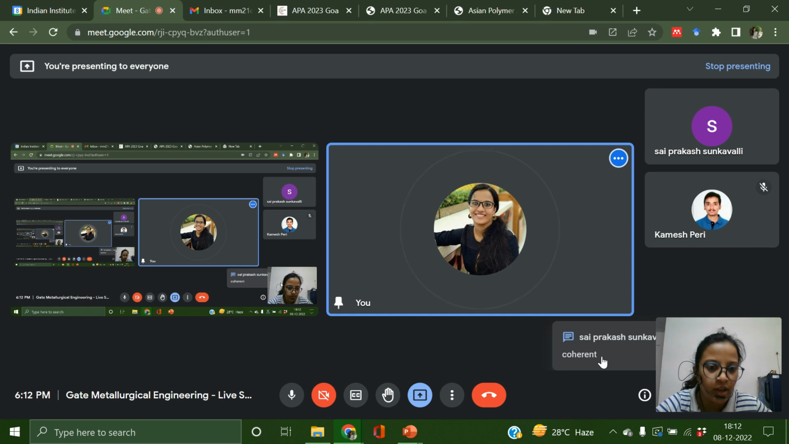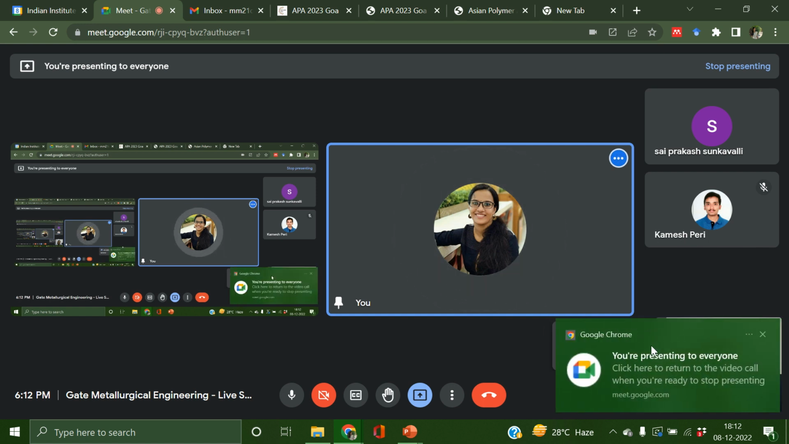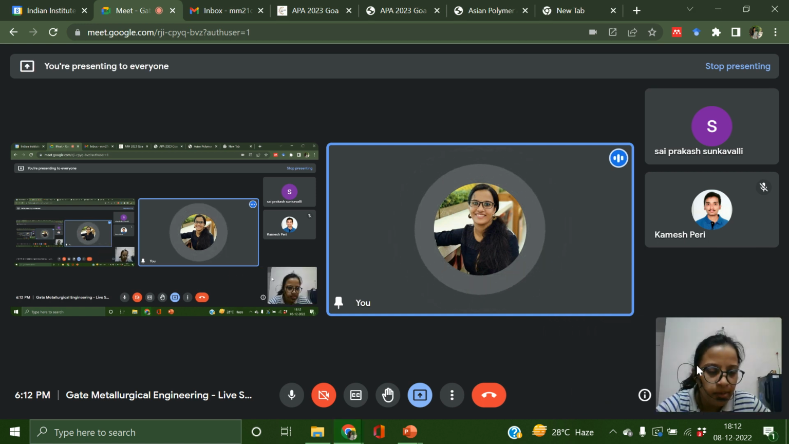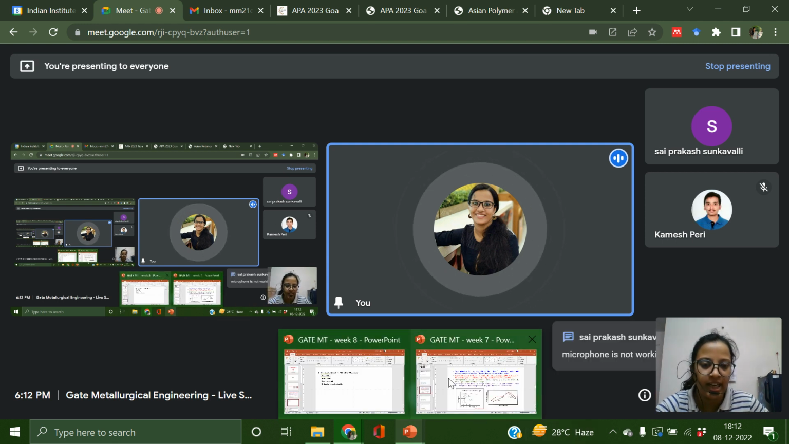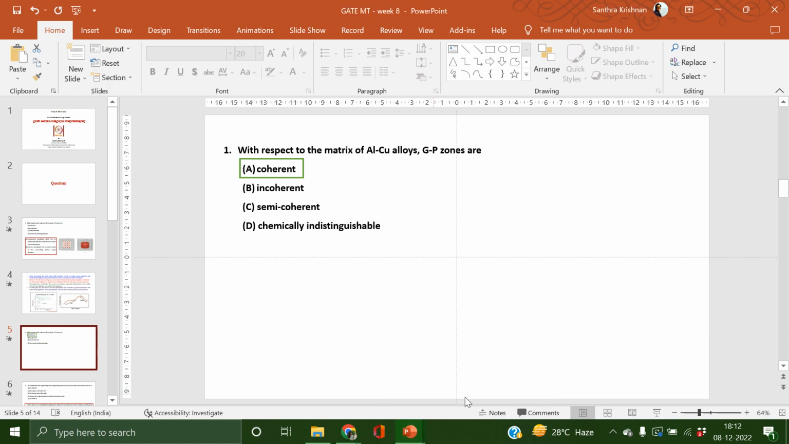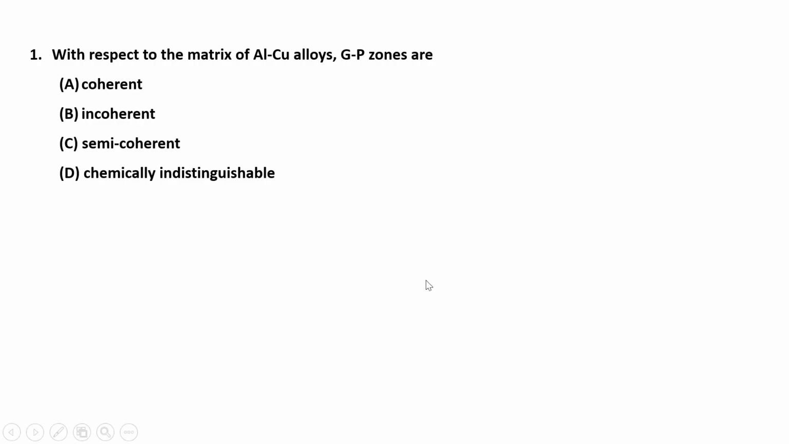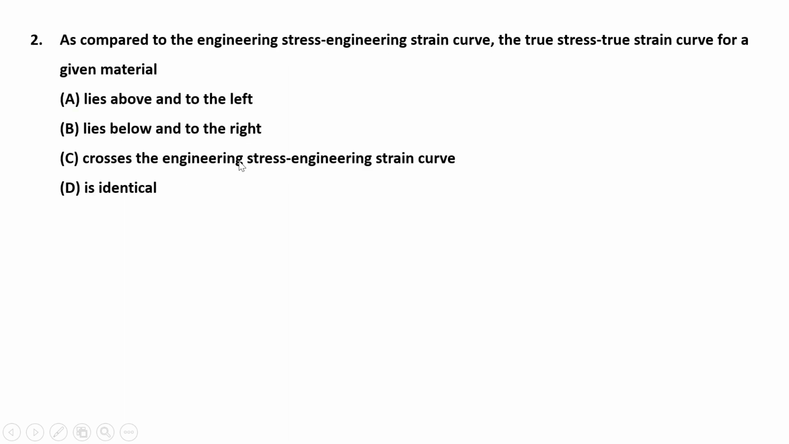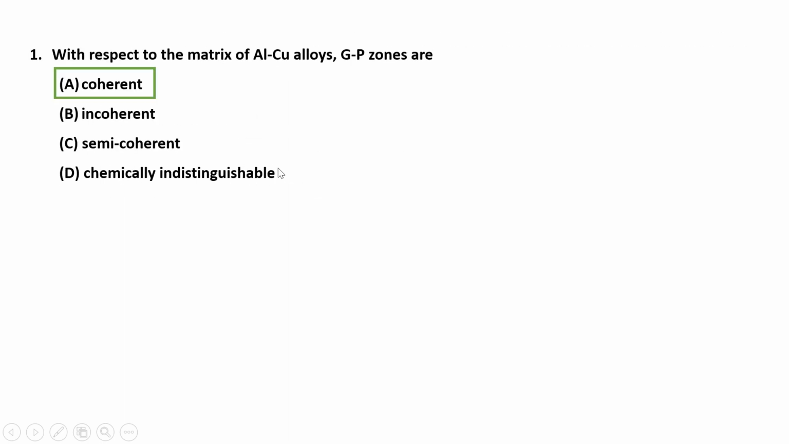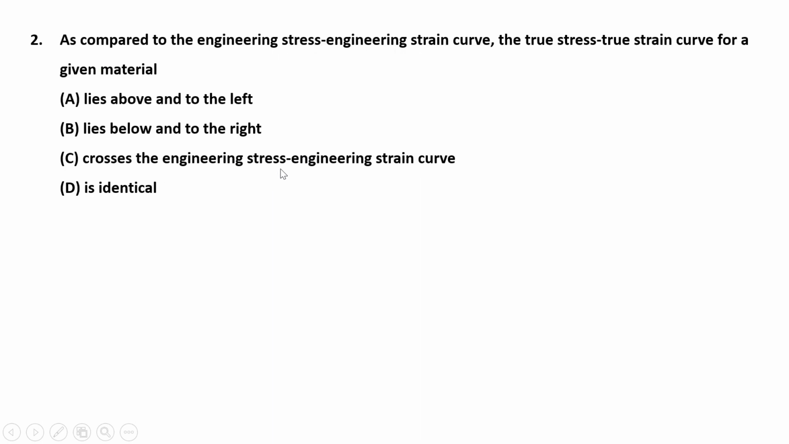So coherent. Yeah. Like Sai Prakash, it would be better if you can unmute and speak, because otherwise every time I'll have to exit the window and come back and look. So it would be better if you can unmute and speak. So coherent. So I hope it's clear to all of you. Then we can move on to the next question.